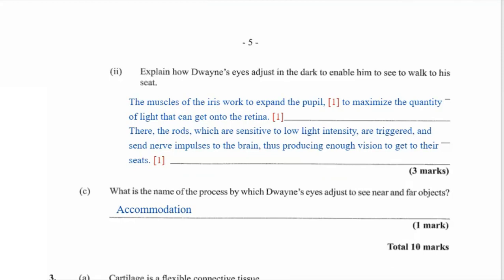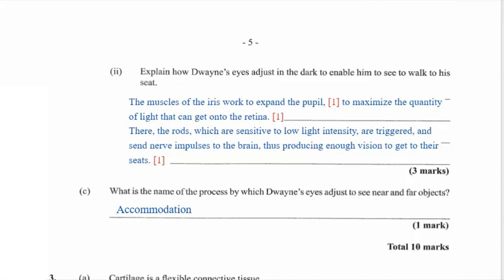How do Dwayne's eyes adjust in the dark to enable him to see, to walk to his seat? His cones aren't working too well because there isn't enough light for them to work with. So what do his eyes do? So the first thing is that you want to expand the pupil. You want to get as much light as possible into the eye, hitting that retina. So that's the first thing that happens. The muscles of the iris work to expand the pupil, make that pupil wider. And why? Because you want to maximize the quantity of light that gets on the retina.